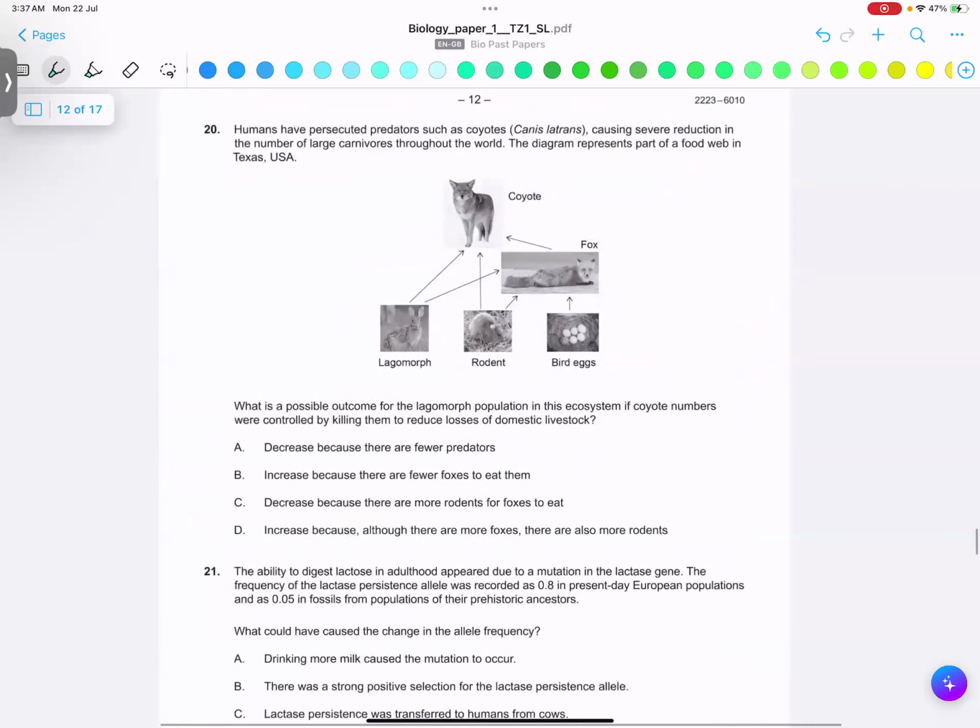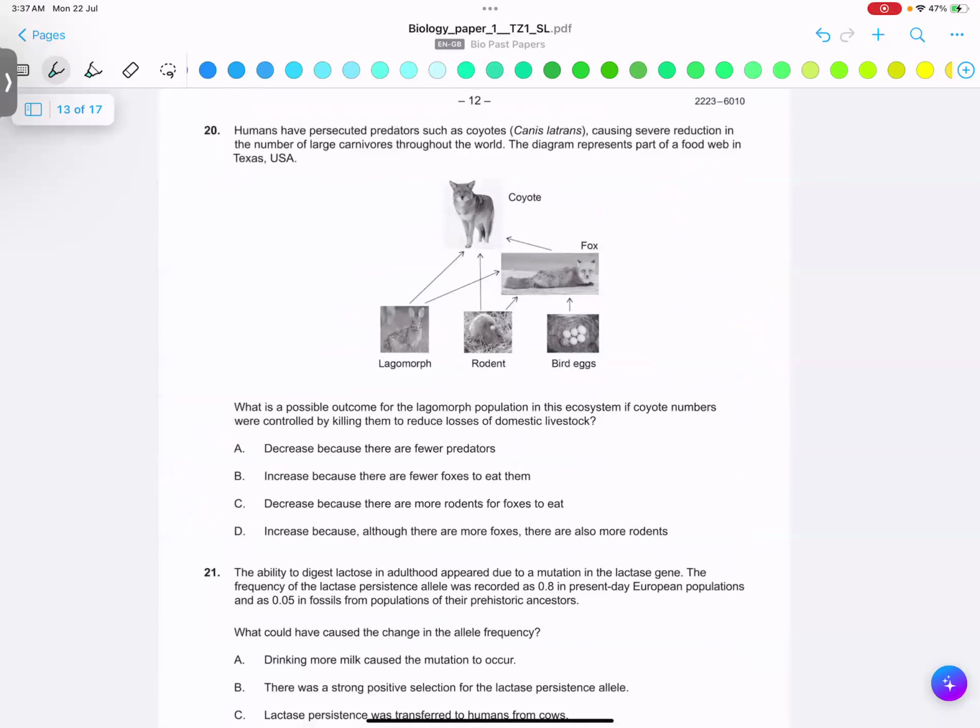For 20, humans have persecuted predators such as coyotes, causing severe reduction in the number of large carnivores throughout the world. Carnivores just eat meat, so just remember that, okay? The diagram represents a part of a food web.